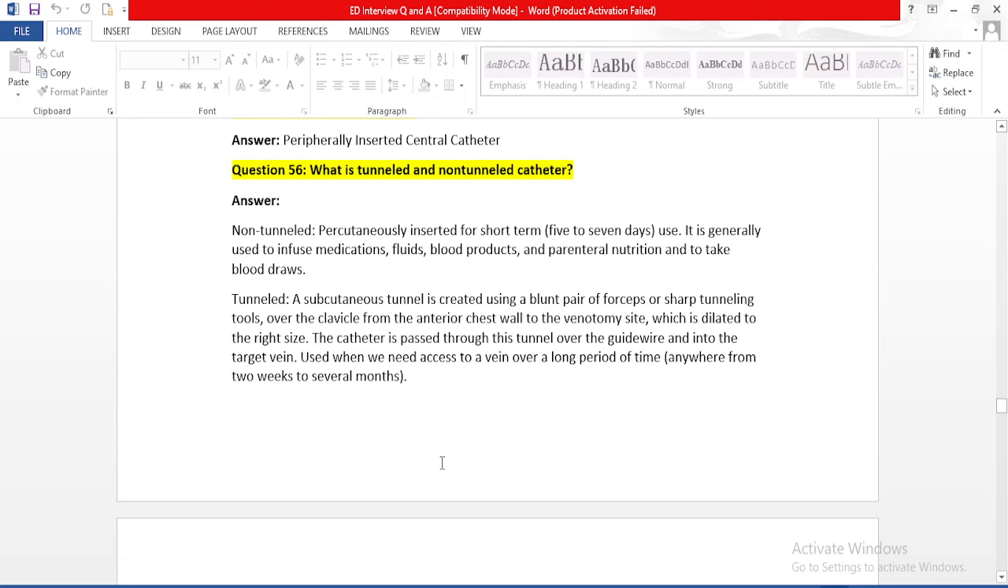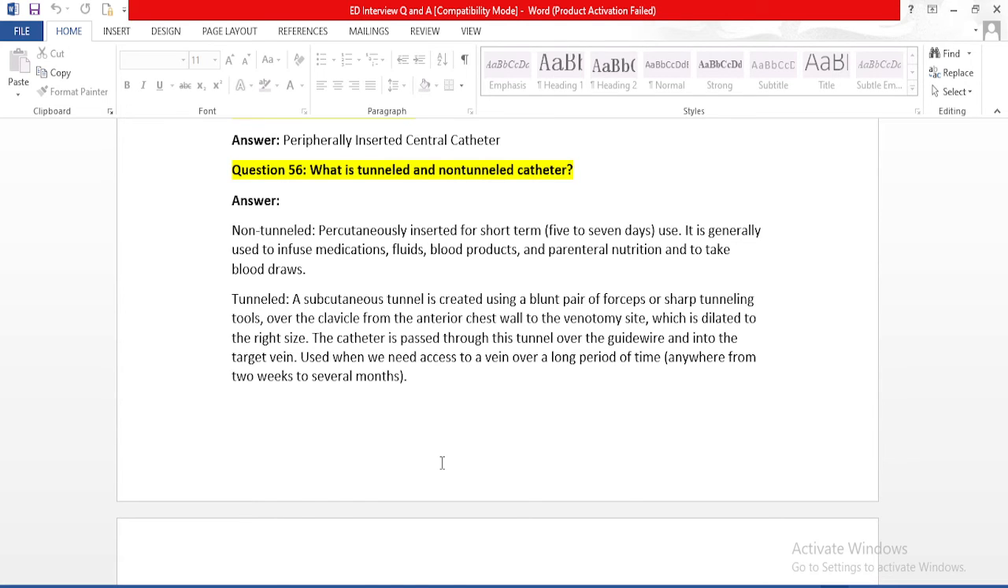Next question, what are tunneled and non-tunneled catheters? Non-tunneled means percutaneously inserted for short-term use. It is generally used to infuse medications, fluids, blood products, and parenteral nutrition, and to take blood draws. Tunneled is more severe than non-tunneled. Here, the physician will keep the catheter inside the skin. If the physician wants to keep the catheter for long term, he will provide the tunneled catheter.